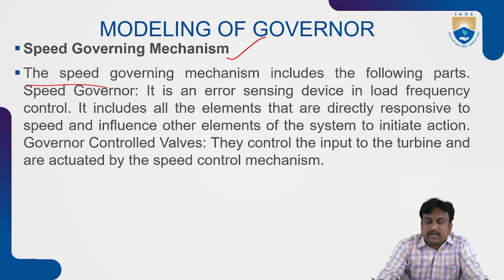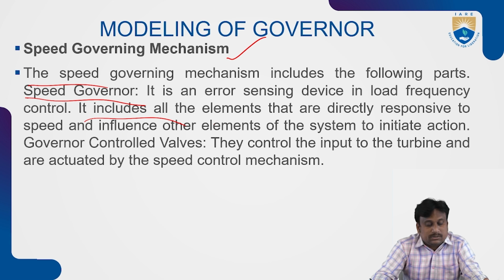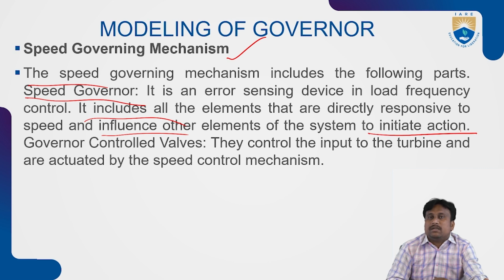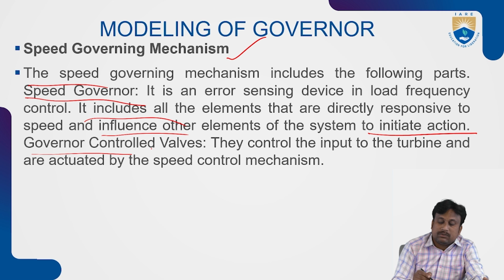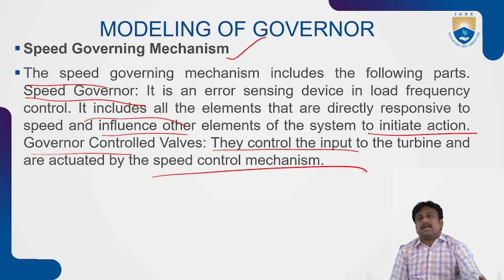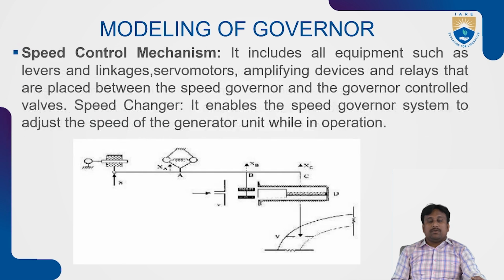The speed governing mechanism includes the following parts or blocks, that is, a speed governor. It is an error sensing device in load frequency control. It includes all the elements that are directly responsive to the speed and which will influence other elements of the system to initiate the given action. Governor controlled valves are introduced. Those control the input to the turbine mechanism, and these are actuated by the speed control mechanism.